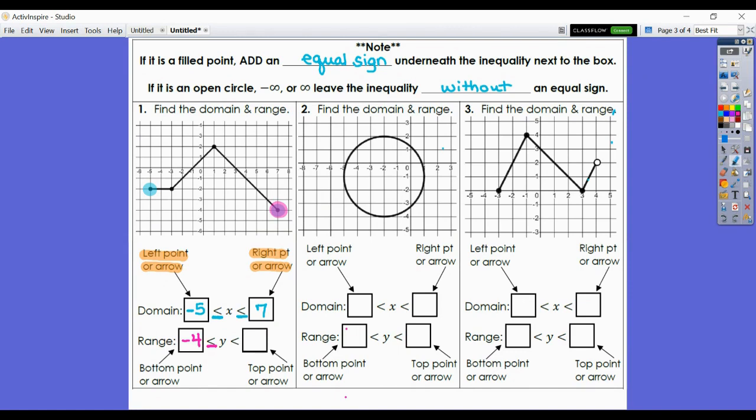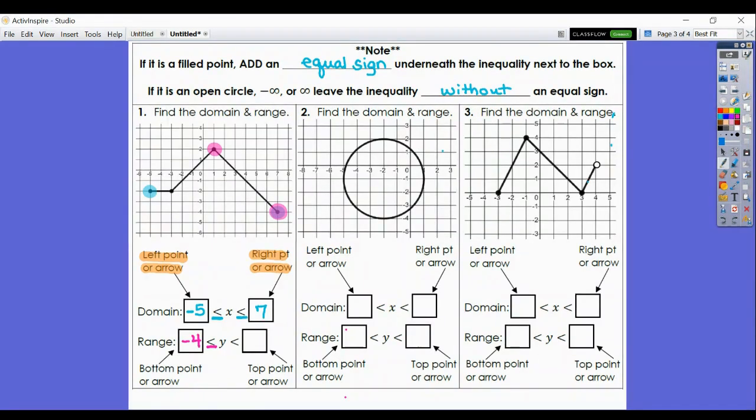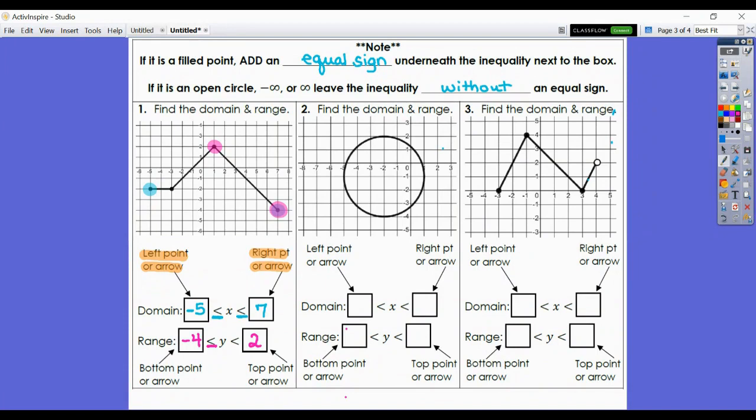The top point is going to be one that I haven't highlighted before because it is at the top of my graph. That point is at 1, 2, and the y value is what I need for the range of that top point, and we know it's 2. Put a line underneath because it is a filled point.